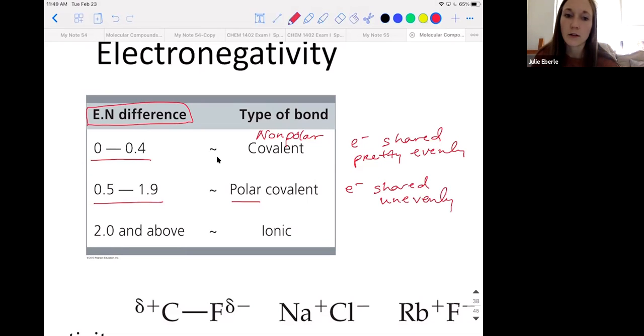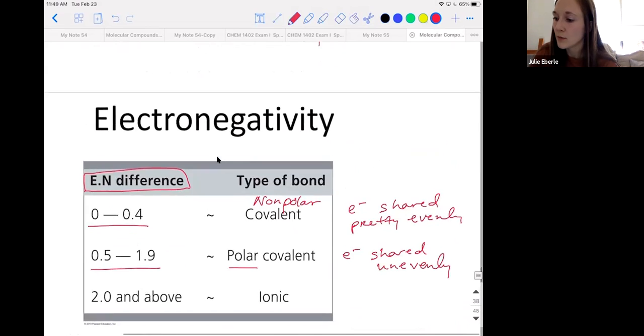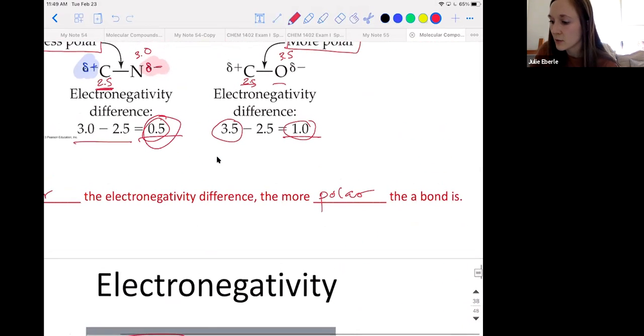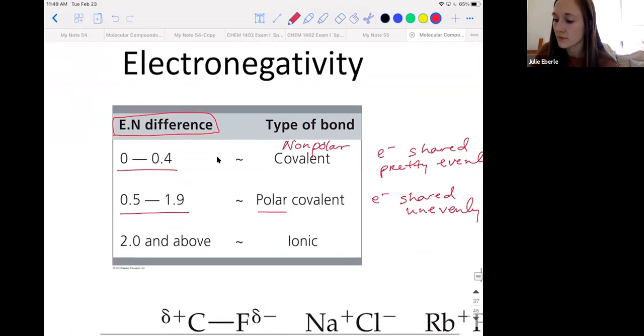And now we have a polar bond. Both of the bonds up here had a difference of 0.5 and 1, so those are both polar bonds. And if the difference is 2 or above, we say that's so polar that it is now ionic.